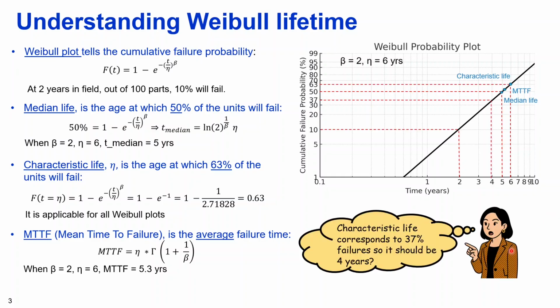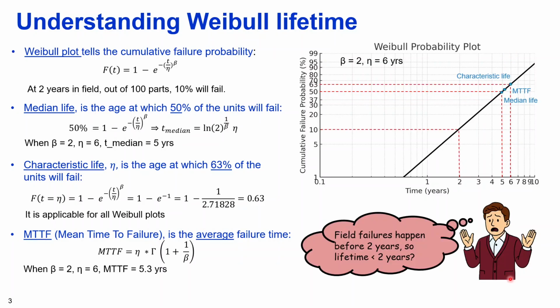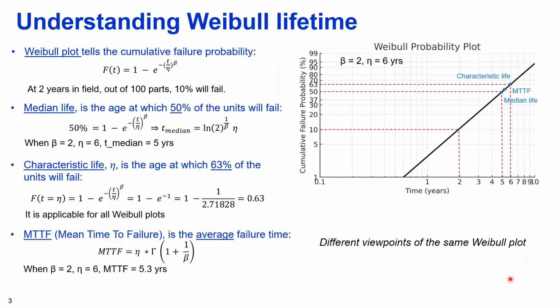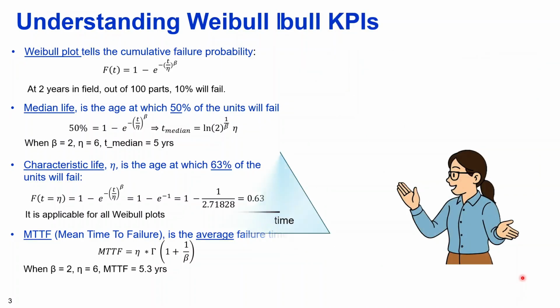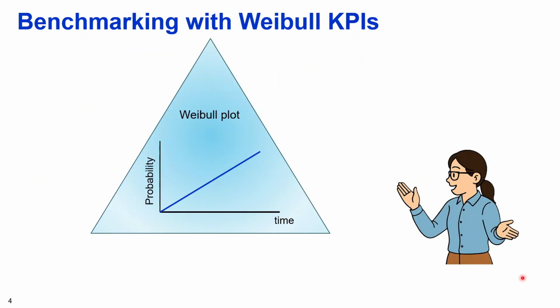The second leader corresponds the characteristic life to 37% of the failure probability, so she mixed up the 37% failure probability with the 63% failure probability, which is not correct. And the third leader only focused on the early failure population, but he ignored the survivor population and the late failures, so his view is biased. So each of the 3 leaders tells us part of the story by just looking at different points on the same Weibull plot. Now that we understand what each parameter means, let's see how they work together to benchmark reliability.